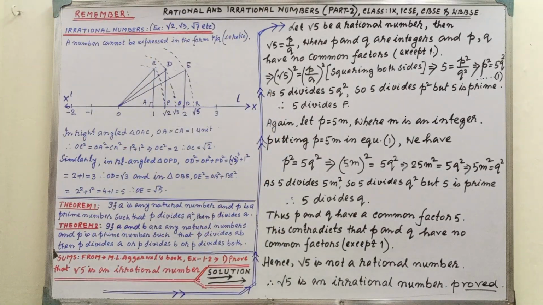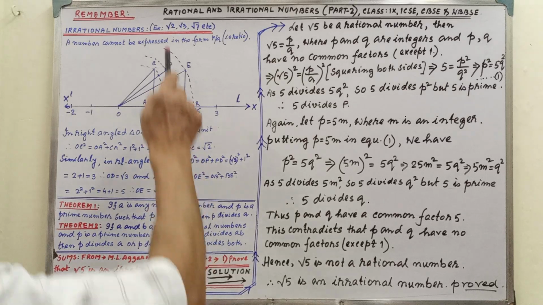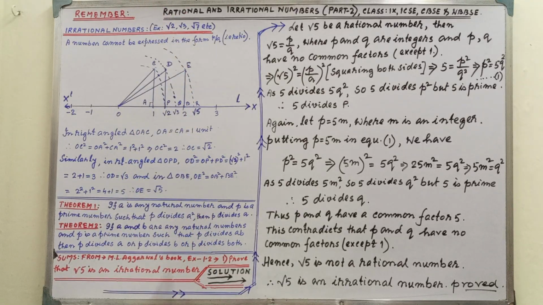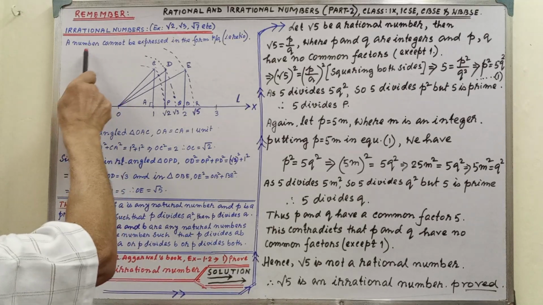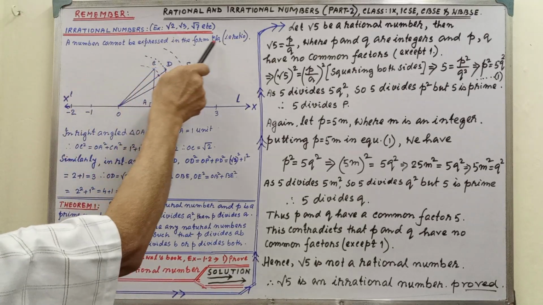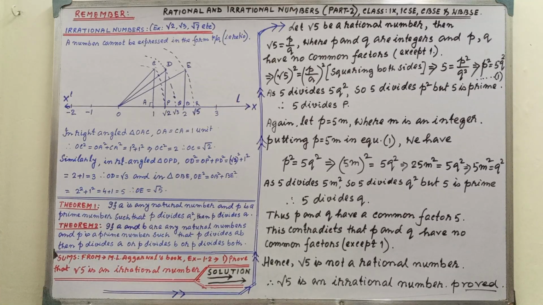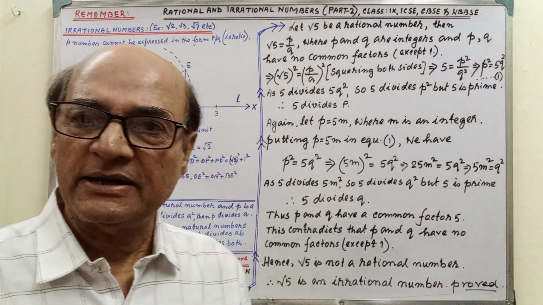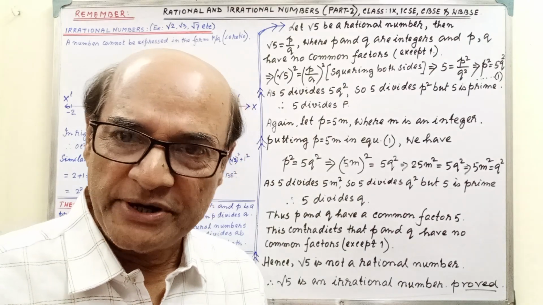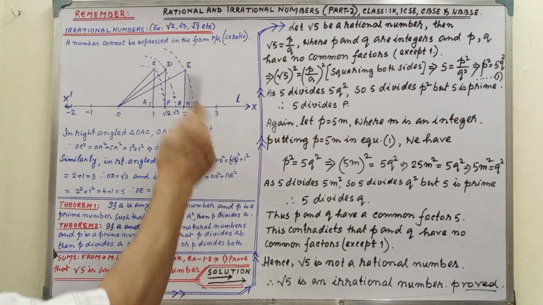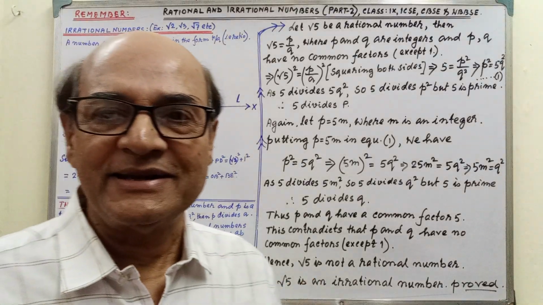In part 1 you have seen the rational number. What is a rational number? That is ratio. In a rational number there is a ratio. And an irrational number is a number that cannot be expressed in the form of p by q, that is, ratio. A rational number is in the form of ratio and an irrational number is not in the form p by q. Without ratio, how is the number coming?